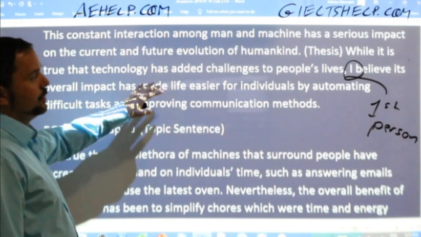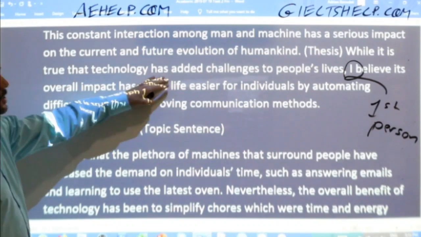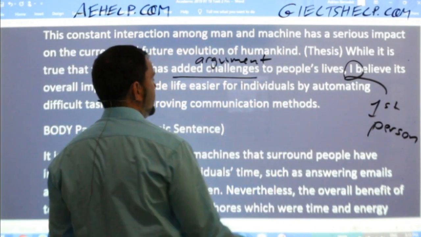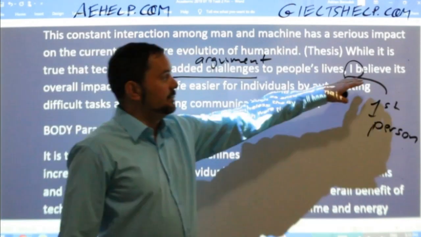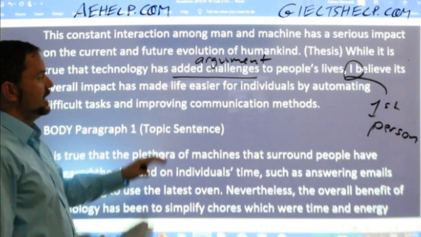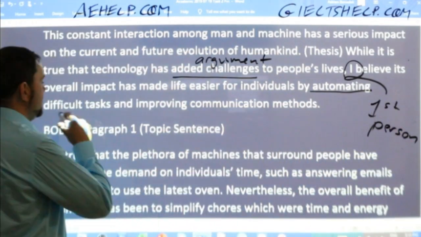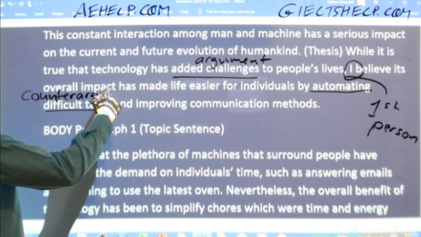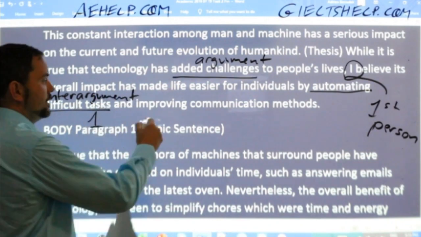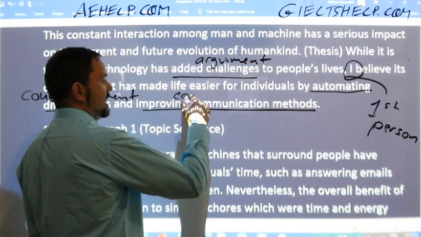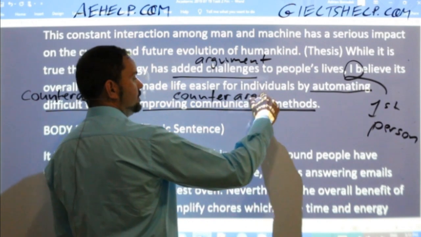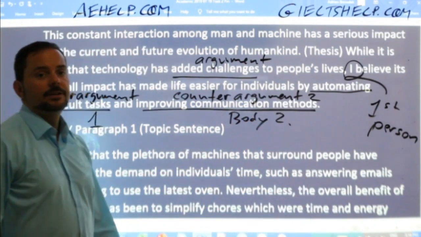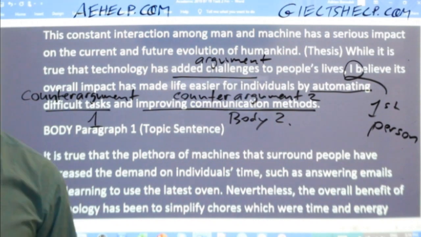And then it's clear to the reader that I have, while it is true that technology has added challenges, so this is the argument. Okay, remember? And then I believe its overall impact has made life easier for individuals by automating difficult tasks. So that's counter argument 1, body paragraph 1. And improving communication methods, counter argument 2, body paragraph 2. Okay? Clearly an academic style of essay.